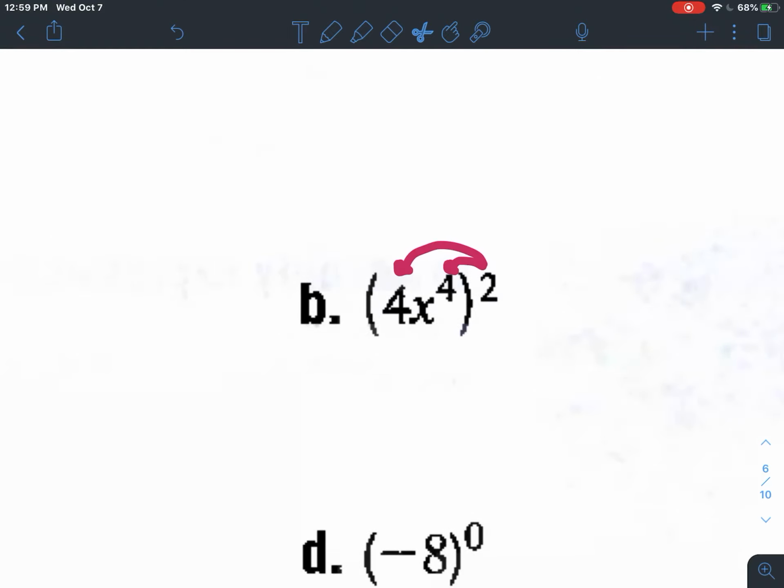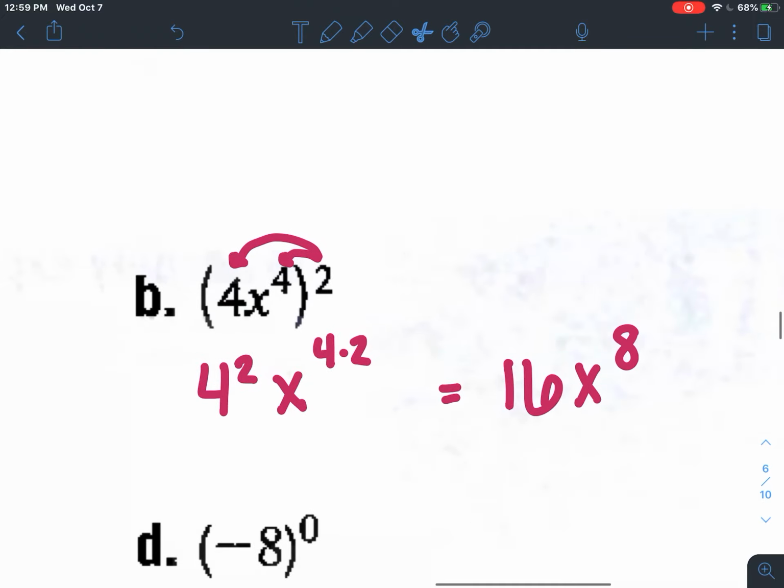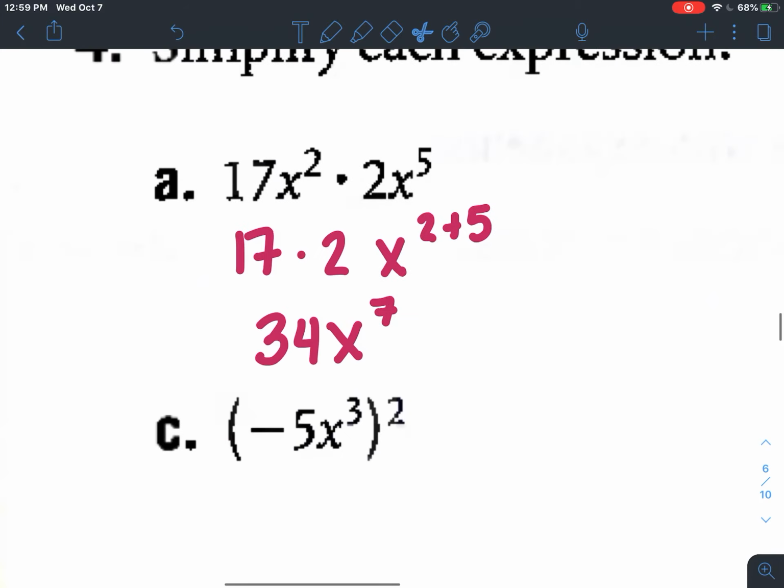B, I'm going to distribute this 2 to the coefficient and to the exponent because it's really 4 times x to the 4th. So it needs to be distributed. Distributing to the 4 is the most commonly missed thing, I think, in exponent rules. So I need to distribute. It's going to be 4 squared times x to the 4 times 2. So I get 16x to the 8th.